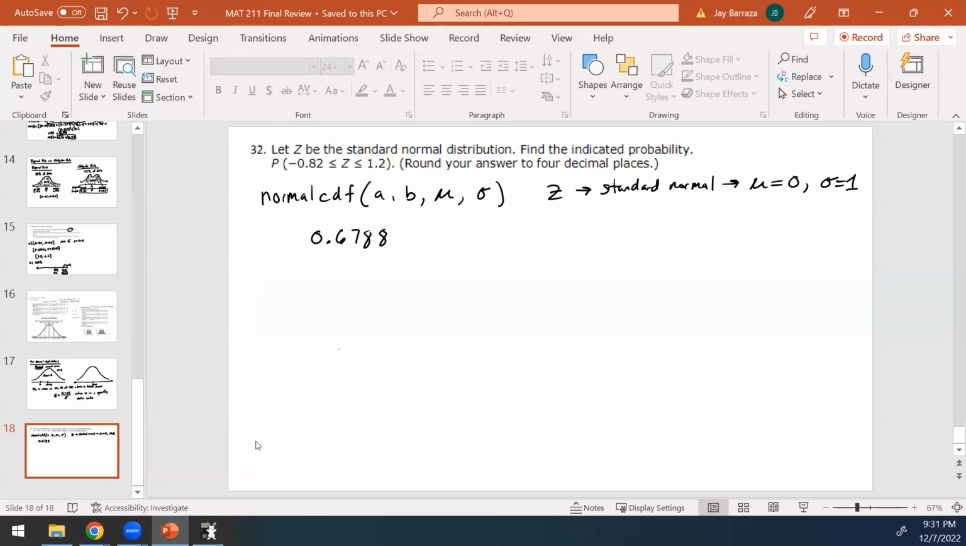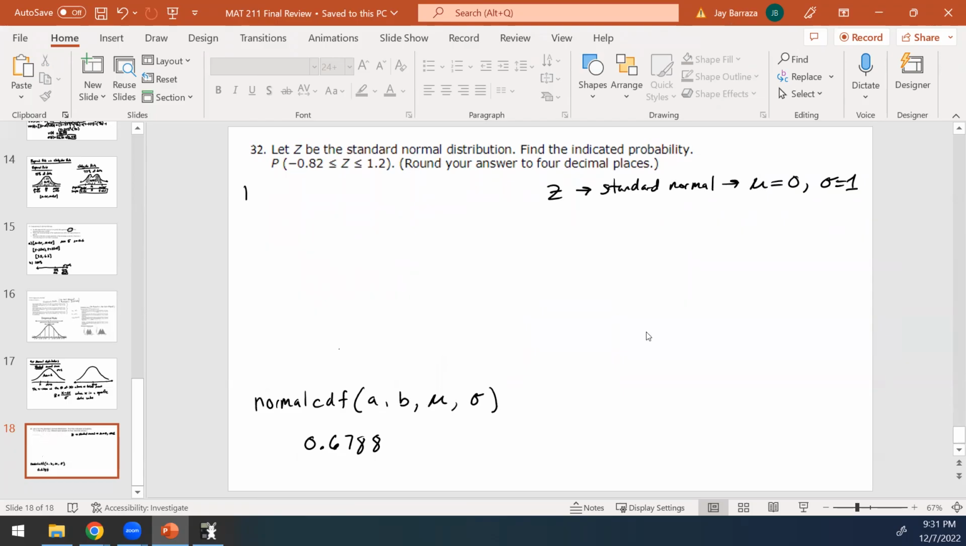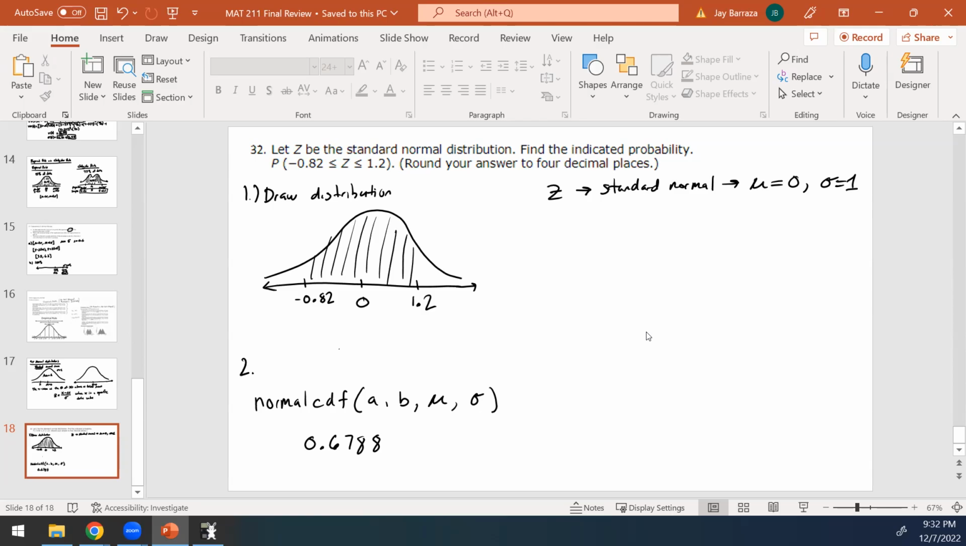Well, I always tell students what you should do first. And let me rewrite this because I kind of skipped a step. Step 1, draw the distribution. If you were to draw it, the center would be 0. And then I want it from negative 0.82 to 1.2. So I want this area in between. And then step 2 is compute. Drawing that distribution does help.